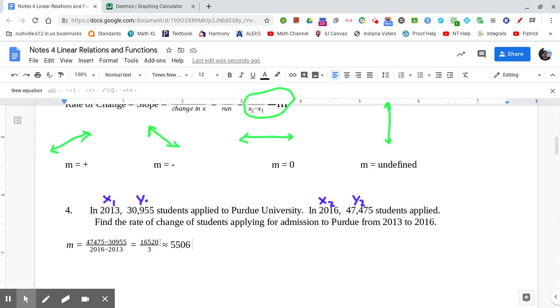Using a calculator, I got 16,520 over 3, which is approximately equal to 5,506, which means that the number of students applying to Purdue increases by about 5,506 students per year.